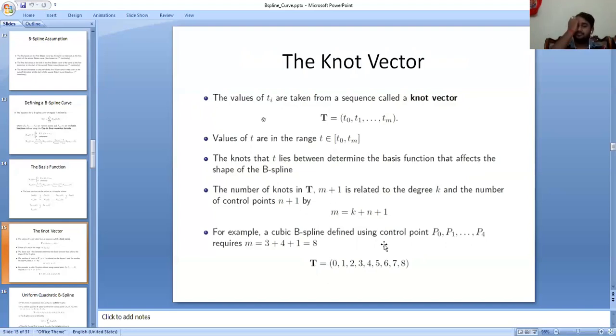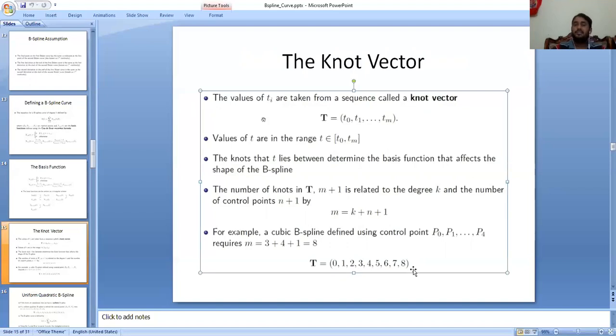So for example, for a cubic B-spline defined by control points P0, P1 up to P4, the value of n is 4 and the value of k is 3. So 4 plus 3 plus 1 is 8. So there will be 9 values in the knot vector, and these will go from 0 up to 8. Because the number of knots in T is m plus 1, and m is calculated as 8, there will be 9 values from 0 to 8.